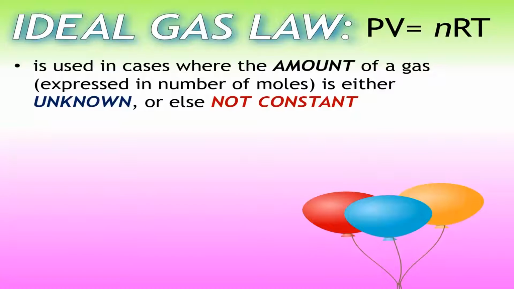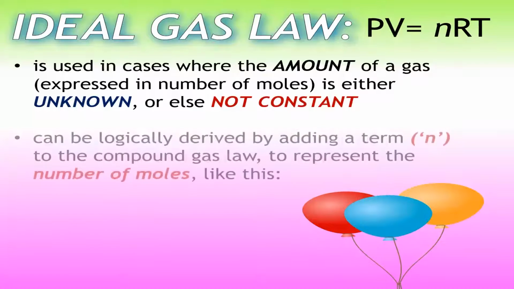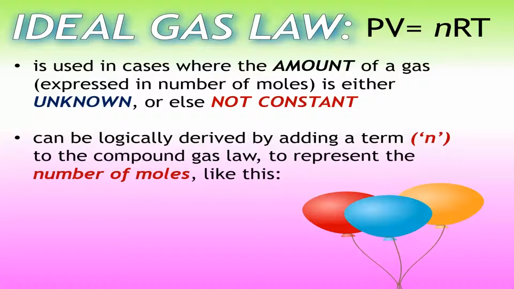So for these situations, we use what's called the ideal gas law. PV equals nRT. Now, of course, P is pressure, V is volume, and T is temperature. But what is lowercase n? What is capital R? Well, we'll get to that. We use the ideal gas law in those cases where the amount of a gas is either unknown or else not constant. We use a term n to refer to the number of moles. We'll use the number of moles to keep track of the amount of the gas.